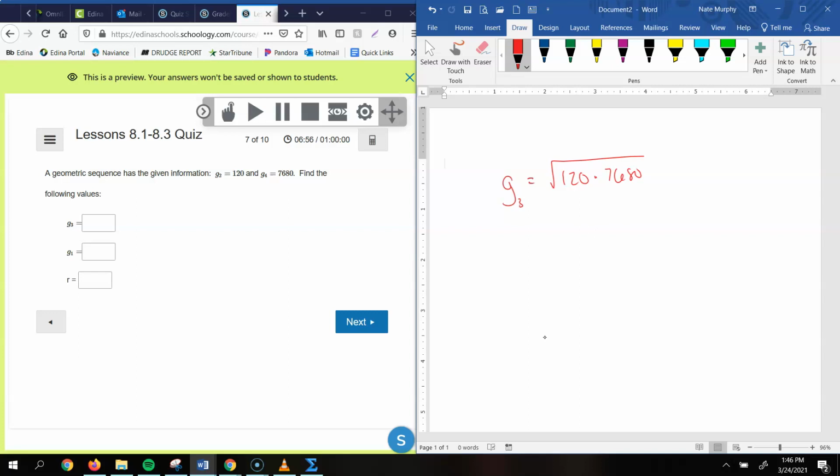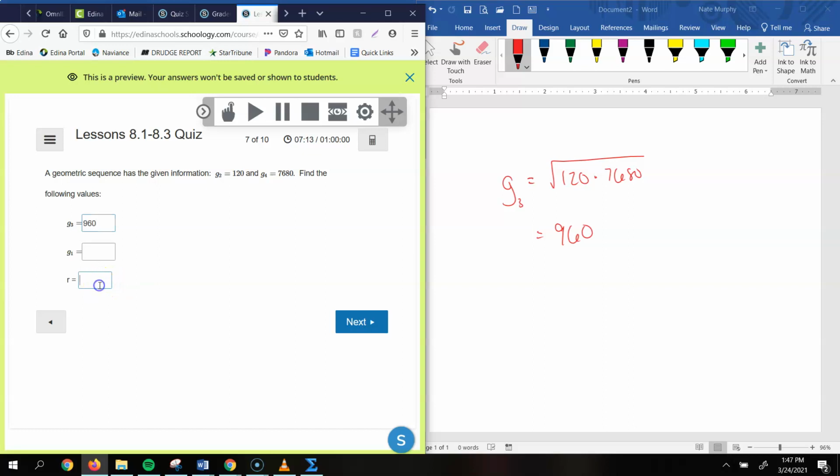You can let your calculator do all the dirty work for you and just type that in. Just take the square root of 120 times 7,680. And when we do that, we get 960 is our third term.